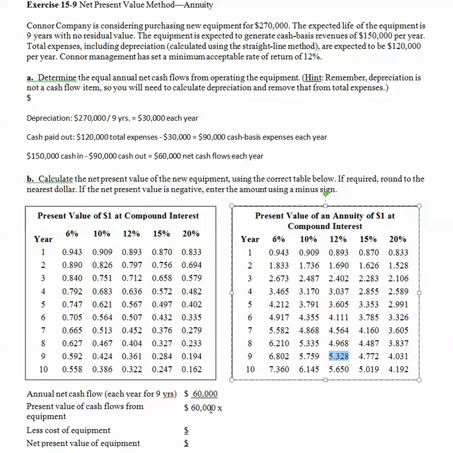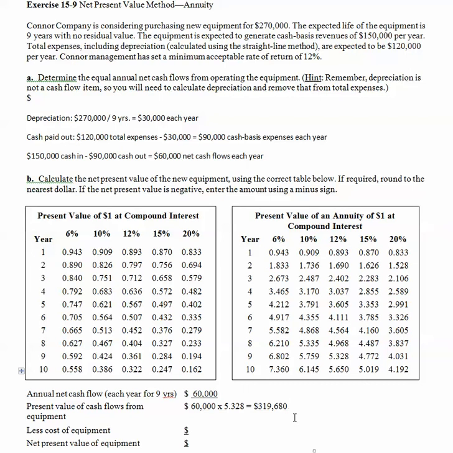We can take our $60,000 annual net cash flows times our present value of an annuity factor of 5.328, and we will calculate $319,680. So the $60,000 a year for 9 years presented in today's dollars is $319,680.